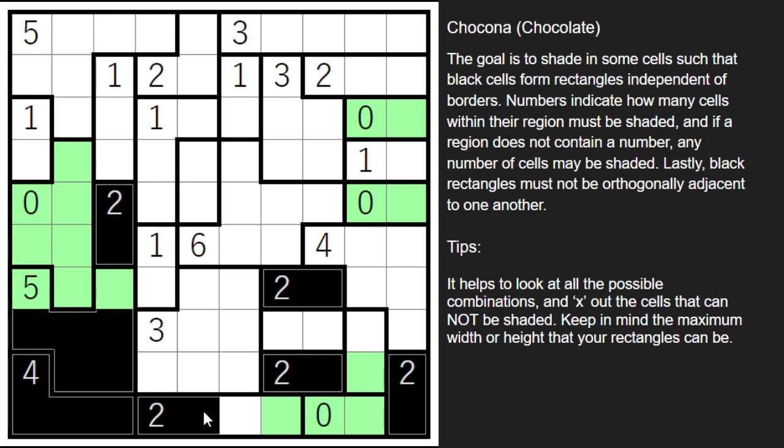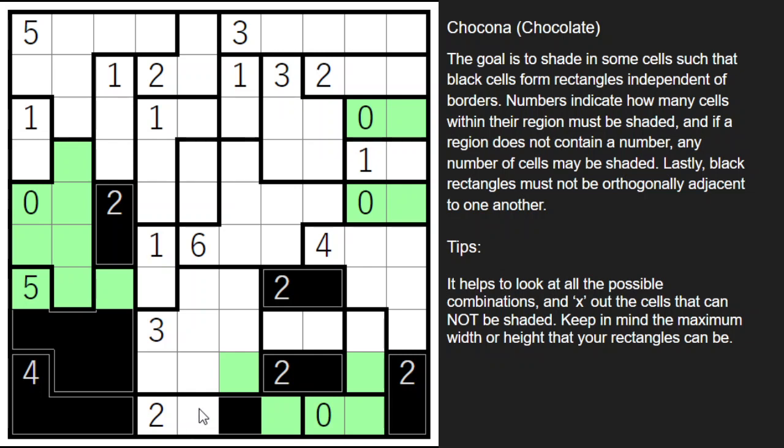So what that tells me is these 2 cannot be both shaded, or this here cannot be left unshaded, is another way of looking at it. So this has to be shaded like that. And now what this tells me is this cell can't be shaded, because then that would create an L-shaped area, or you know, these 2 rectangles cannot connect. So we mark it like that.